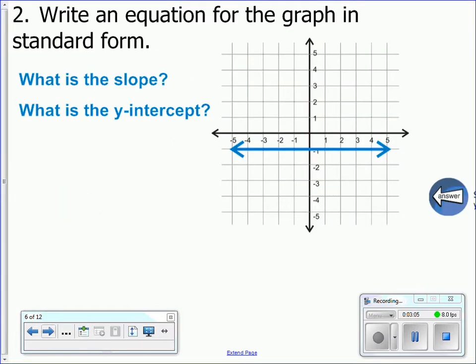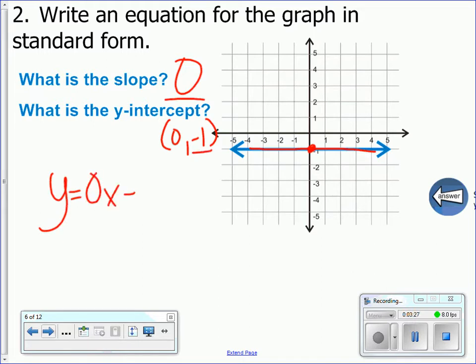All right, write an equation for the graph in standard form. So what is my slope? I see here that this is a straight line, so that means my slope is 0. What is my y-intercept? That's right here. So that is (0, -1). So if I write my equation, I would say y equals, here's my slope, 0x, here's my y-intercept, -1. So we would never see it with that 0x in there, so it would just be y equals -1.